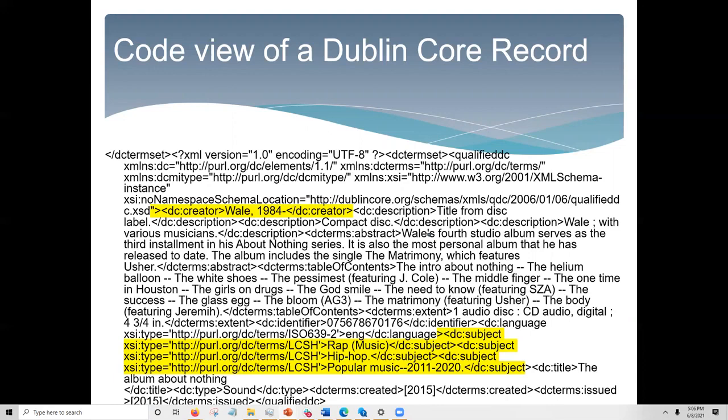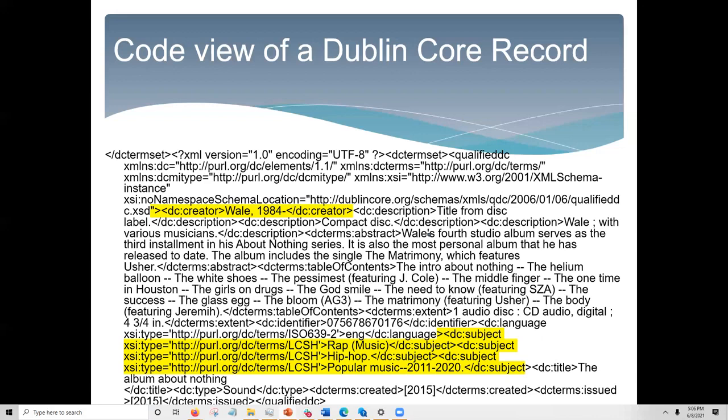And then if you look down here in the subjects, it's not linking actually to the term itself, but it is linking to the vocabulary. So at least it's telling the system, here's the vocabulary that we're using.